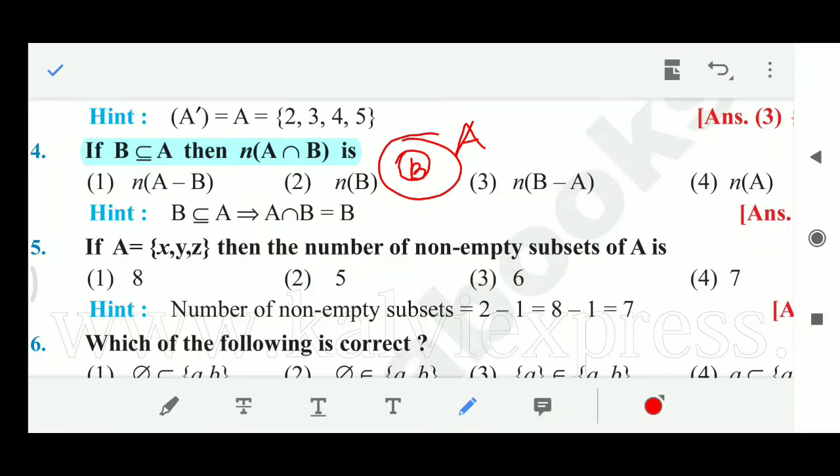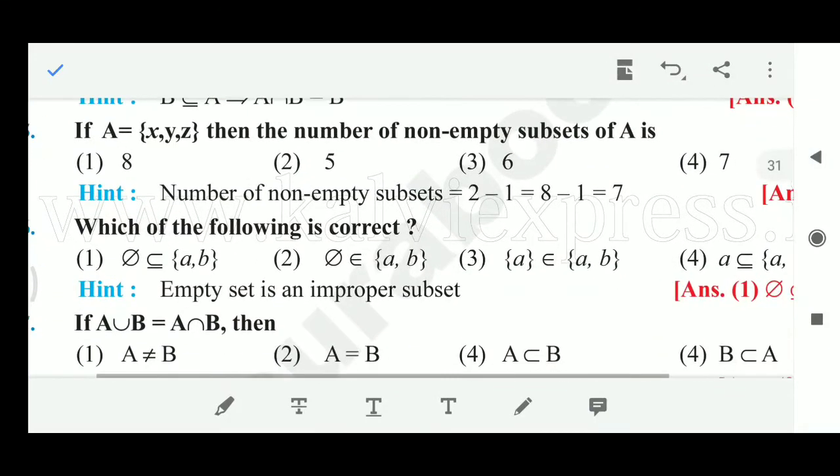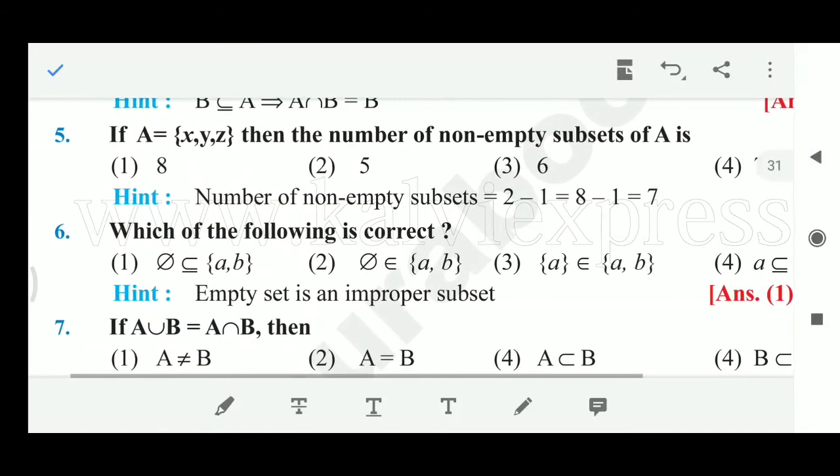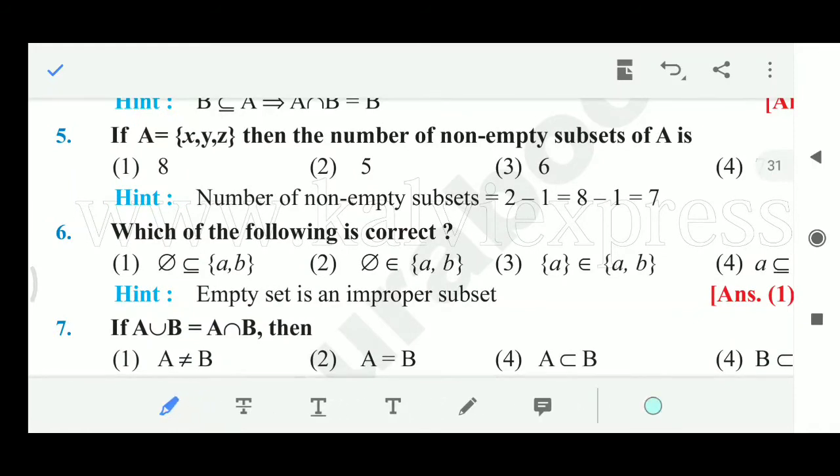Then question number 5. In this, A is equal to {x, y, z}. Then the number of non-empty subsets of A. They ask you to find the non-empty subsets. Here the number of non-empty subsets is 2 power 3 minus 1. Non-empty subset means the proper subsets. So 2 power 3 minus 1 is equal to 8 minus 1, which is equal to 7.